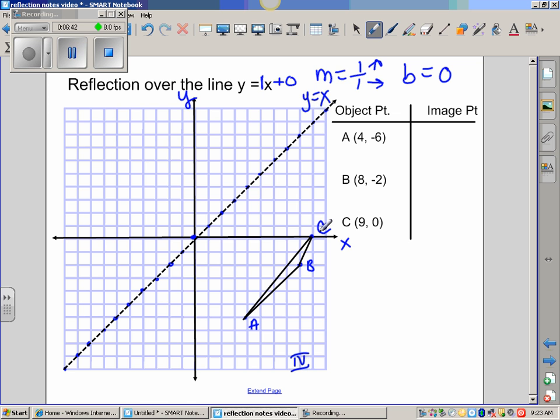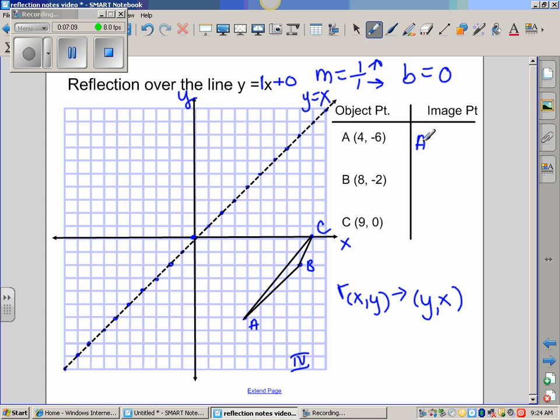We can't just count. It's not as easy because we'd have to go diagonally. Don't do that. You need to know your rule. It's very easy, but you need to make sense of it. Y equals x is the same as x equals y. It's interchangeable. So again, your rule for when you're reflecting over the y equals x is to just switch your x and your y. You're just going to switch them around.